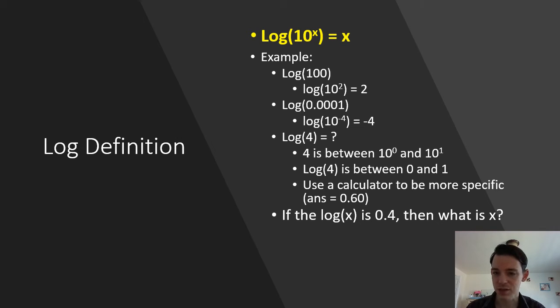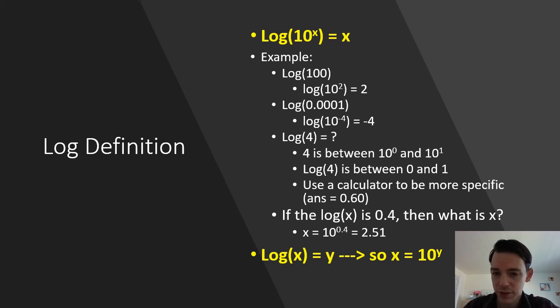Let's try this one. If the log of x is 0.4, then what's x? Here we're trying to reverse it. In the previous problems, I was giving you log of some number, and here I'm saying log of x is 0.4. What would x have to be? If you remember our definition, log of 10 to the x is x. If our log function evaluates to 0.4, then it must be 10 to the 0.4 power, which is 2.51. Again, not expecting you to do that by hand, but easily on a calculator we can raise 10 to that 0.4 power.